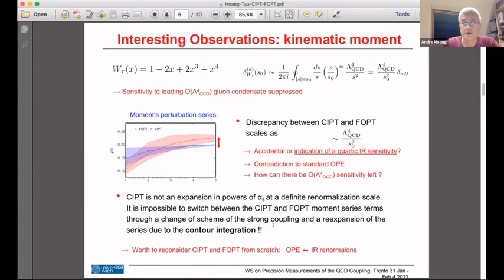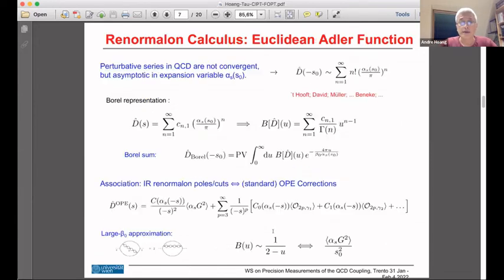So let me briefly explain how this Borel representation goes. Once you take the perturbative series for the Adler function, let's start with the Euclidean Adler function, because there everything is unique. It's well known, or rather believed, that the coefficients of the series will diverge factorially at high orders. This is a simplistic view; it's more complicated than that.